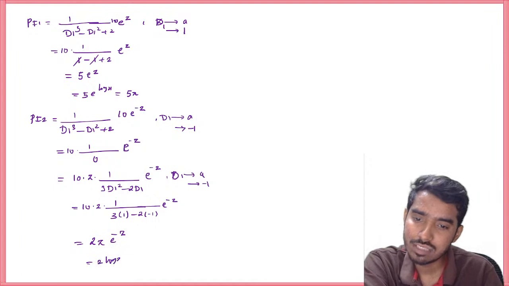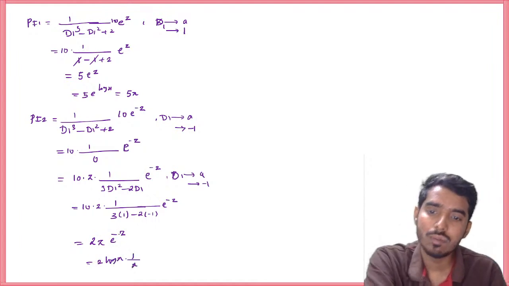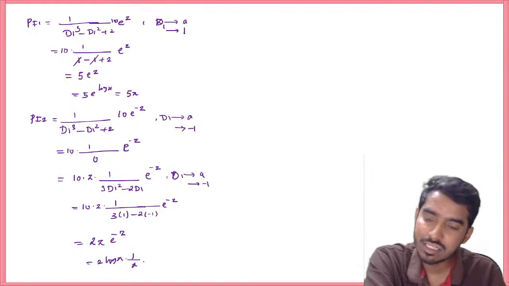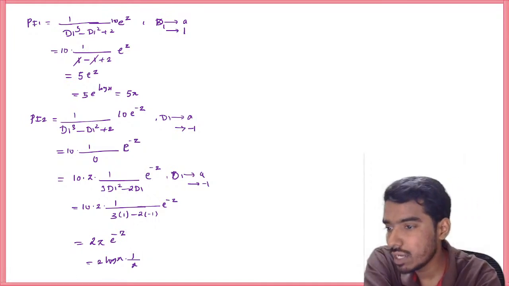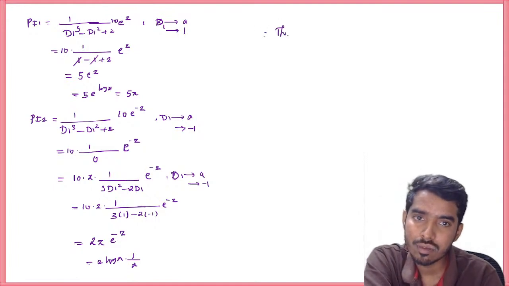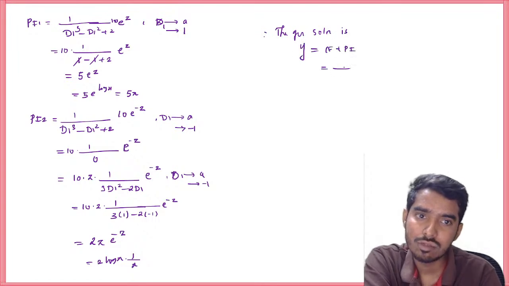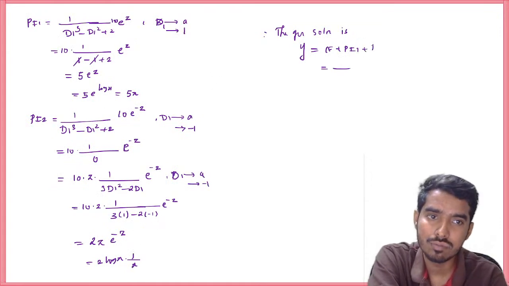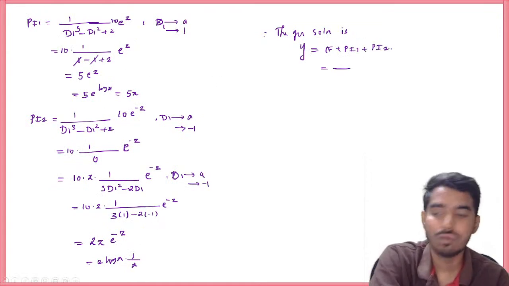So replace z by log x. So it will be e power minus log x, which is x power minus 1. So 2 log x into 1 by x is your PI2, right? Okay. So therefore, the general solution is y is equal to CF plus PI. Substitute this CF and substitute PI1 plus PI2. You will get the required solution, right?